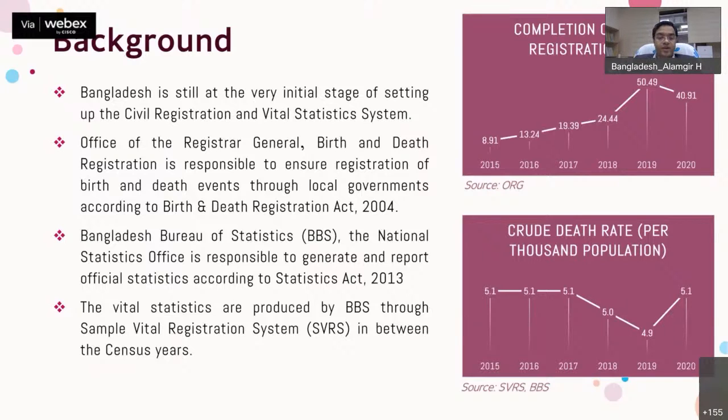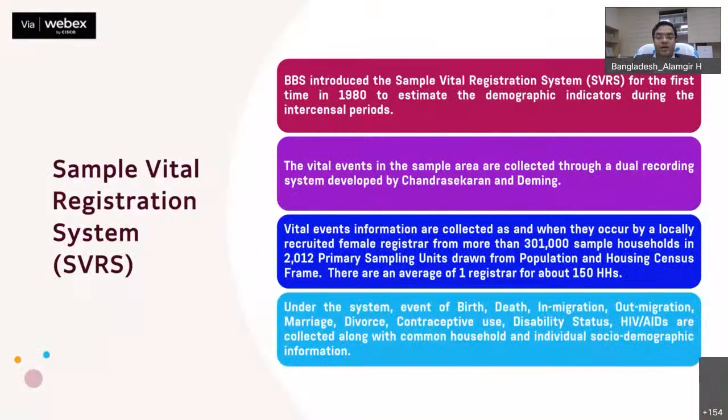The Bangladesh Bureau of Statistics is mandated to generate the official statistics from different sources, either conventional surveys and censuses, or secondary data from different administrative sources. Currently, the vital statistics for Bangladesh are produced by the BBS through the sample vital registration system, especially in between the two population and housing censuses. It is a registration system conducted on a sample basis, and it was introduced in the National Statistical System in 1980 to estimate different demographic indicators during the intercensal periods.